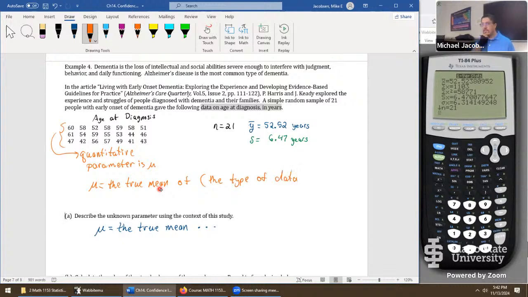Let me see if I can convey that in a better way. The true mean of, let's put here, whatever the data. Well, it wouldn't be any value in the calculator because mu is truly an unknown. We can't actually put a number on it. All we're trying to do is describe what it would actually represent verbally. But for the structure of it, we'll say it's the true mean of whatever the data is actually representing would go here in the first blank for all.